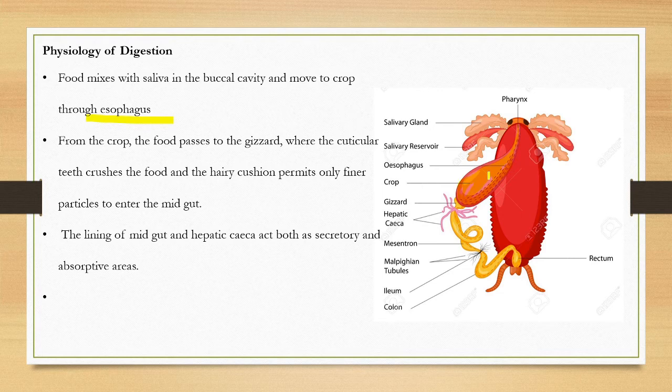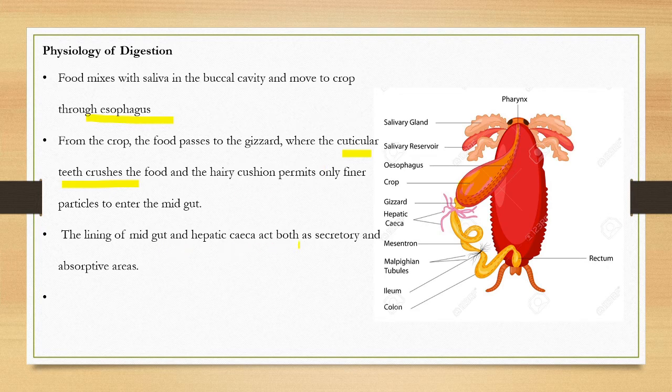There is a wall in between which regulates the flow of food into the gizzard or proventriculus. Gizzard is also known as proventriculus. It has many cuticular teeth within the gizzard which crush the food and make it into finer particles.